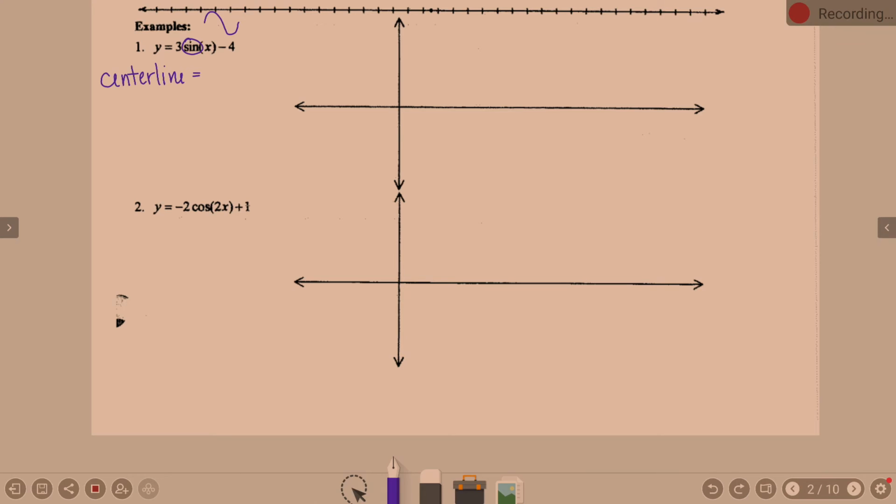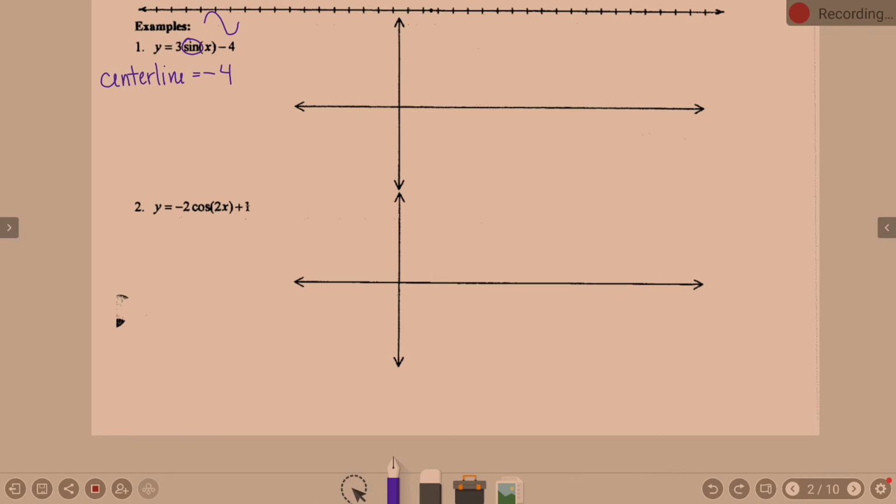Look back at the top of your notes. Center line is represented by D. And what is my D value here? -4. So my center line is going to be at -4. So basically this graph is moved down 4. What we're going to do though is we're going to relabel that x-axis, instead of making that x-axis 0, we're going to relabel that as our center line of -4.